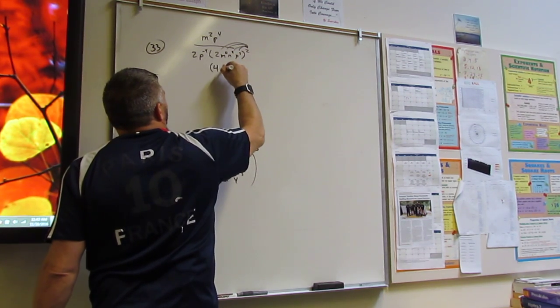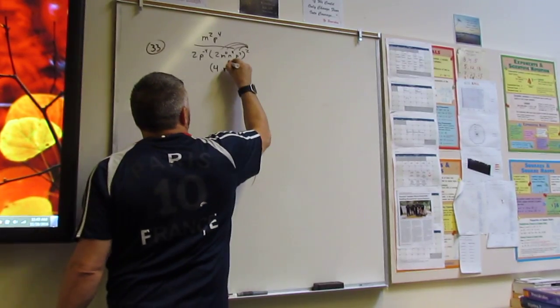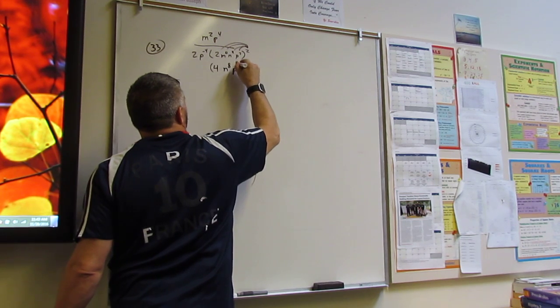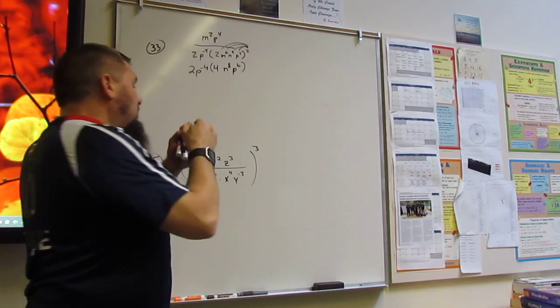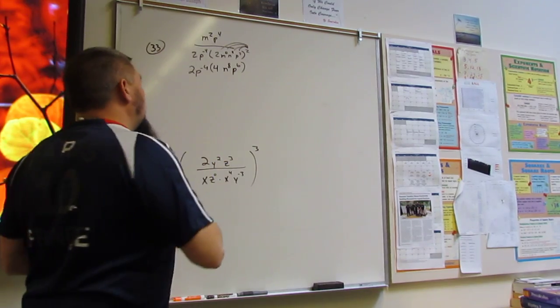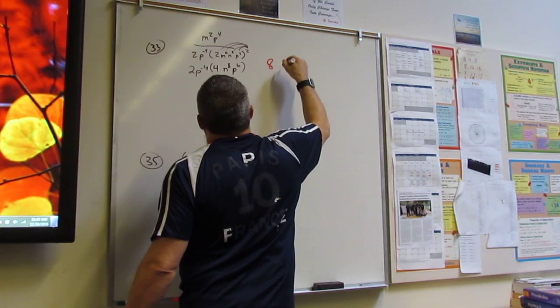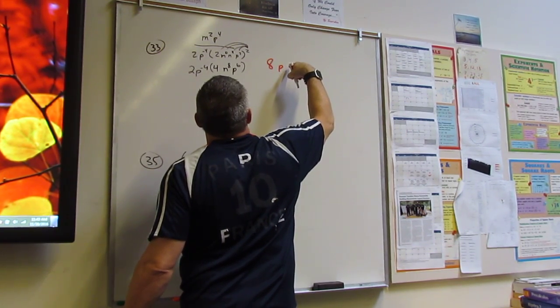What is 2 times 0? 0. What is 2 times 4? 8. What is 2 times 3? 6. And then 2p to the negative 4. So what is 2 times 4? 8. So I've got 8, p to the negative 4.